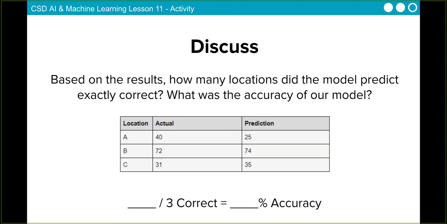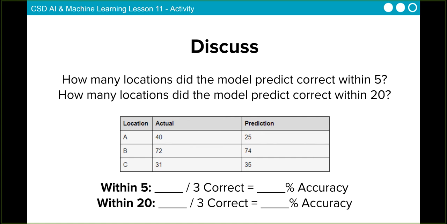So let's see how we determine the accuracy, okay? Based on the results, how many locations did the model predict exactly correct? 0. 0 out of 3 correct equals 0% accuracy. What was the accuracy of our model? 0. All right. What about if the answer was within 5? A is not within 5. B is within 5 and C is within 5. So if it is within 5, 2 divided by 3 is about 60%-ish, around 60-ish%.